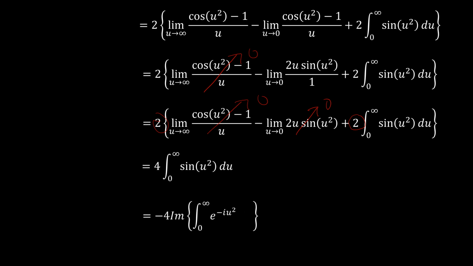Now, this is the same as negative 4 times the imaginary part of the integral of e to the power i u squared. So using Euler's expression, e to the power i u squared is cosine u squared minus i sine u squared, and the imaginary part is this. So it's the same as integrating this entire part and then only extracting the imaginary component, right?